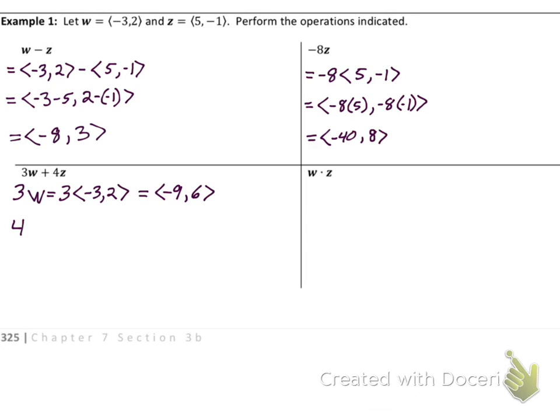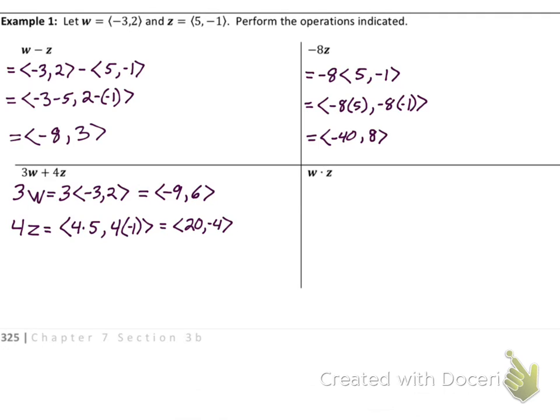I'm going to do 4Z, which equals 4 times, let's just do it a different way. Instead of putting it on the outside, let's put it on the inside. So we're going to do 4 times whatever Z is, so that's 4 times 5, comma 4 times negative 1. Done. Which equals 4 times 5 is 20, negative 4.